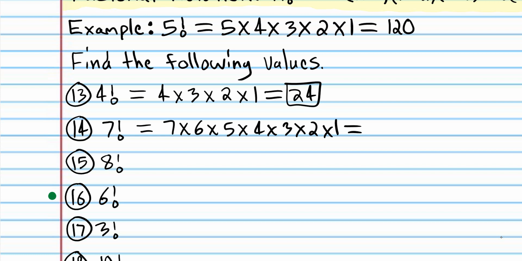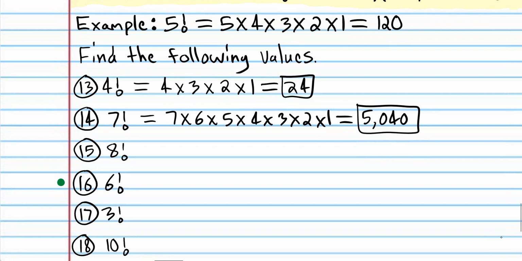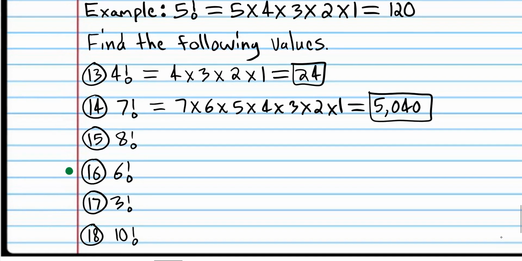Now on the screen you should see 7 factorial, this symbol here. So press enter, and it gives you the answer, 5,040. So that is defined as 7 factorial. So that's how you do these calculations faster.